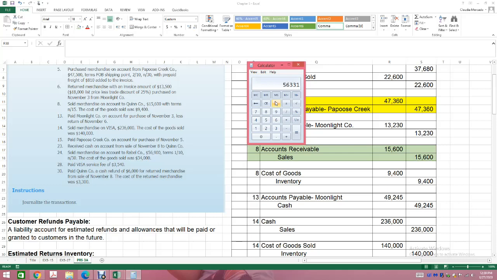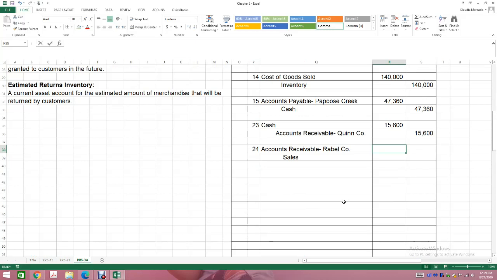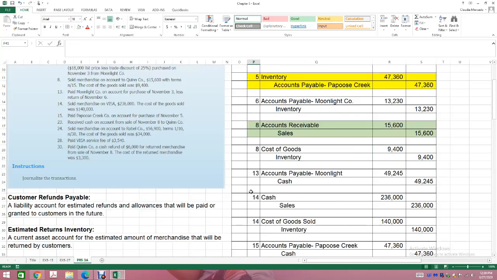You have to deduct the discount of 1% that you're offering. You sold merchandise for $56,900. Yes, but you also offered a discount. And whenever we record entries, we have to account for that discount. So it'll be $56,331. Okay, that happened on the 24th.